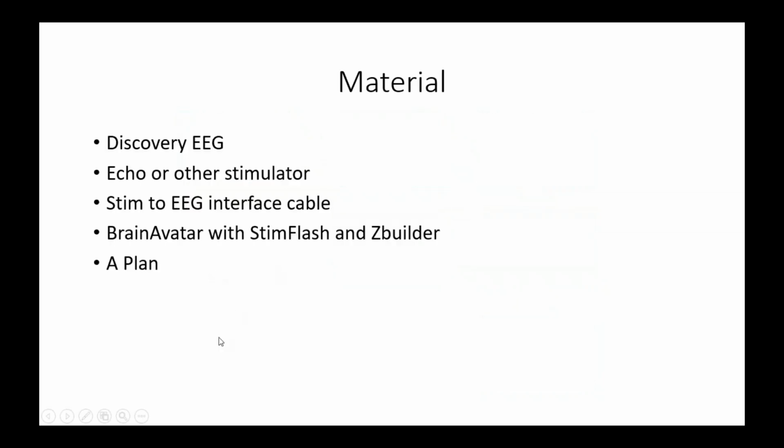and that's exactly what we're going to talk about here. You take a discovery EEG, you need an Echo or another stimulating device, a stim to EEG interface cable so that we can capture the pulses, and you need Brain Avatar with, in this case, StimFlash software and ZBuilder, and you need a plan.